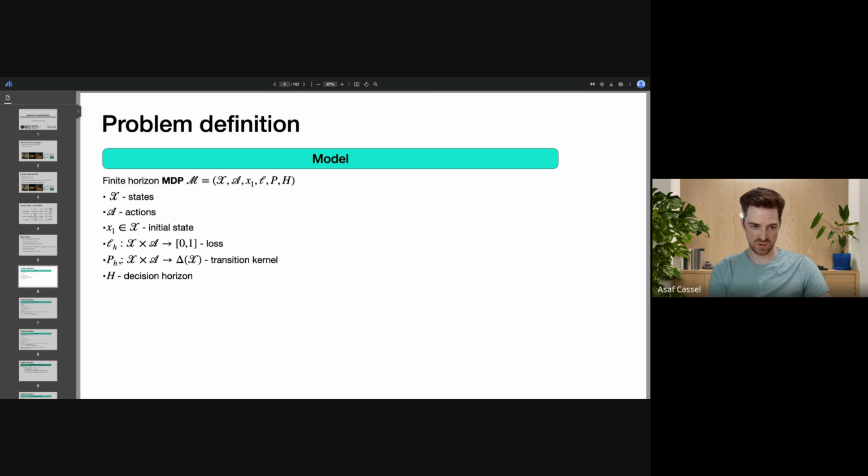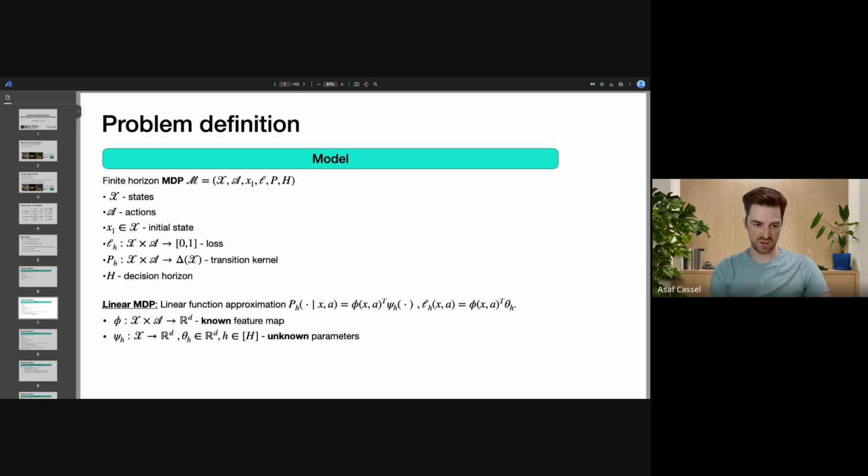And we have this transition function P, which is just the probability of transitioning to a next state X, given that we started at a state X and take action A. And we'll be looking at the finite horizon problem where the decision horizon is capital H.